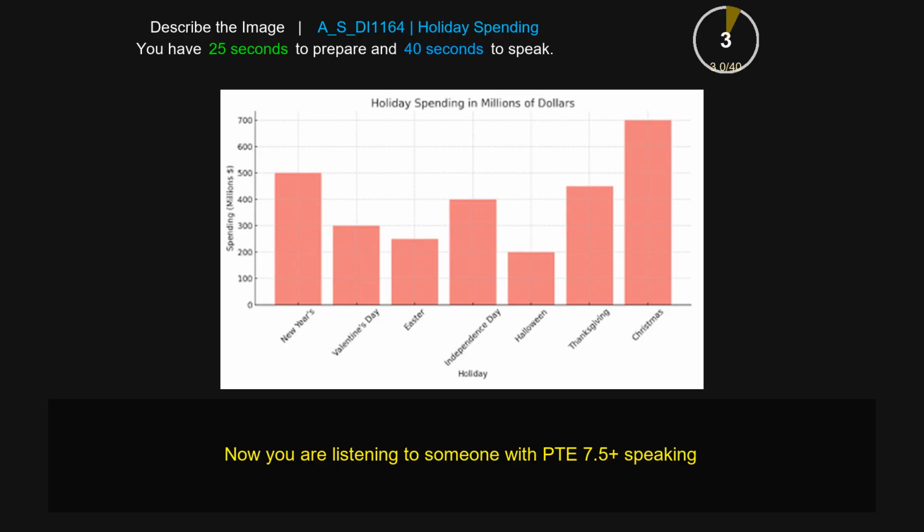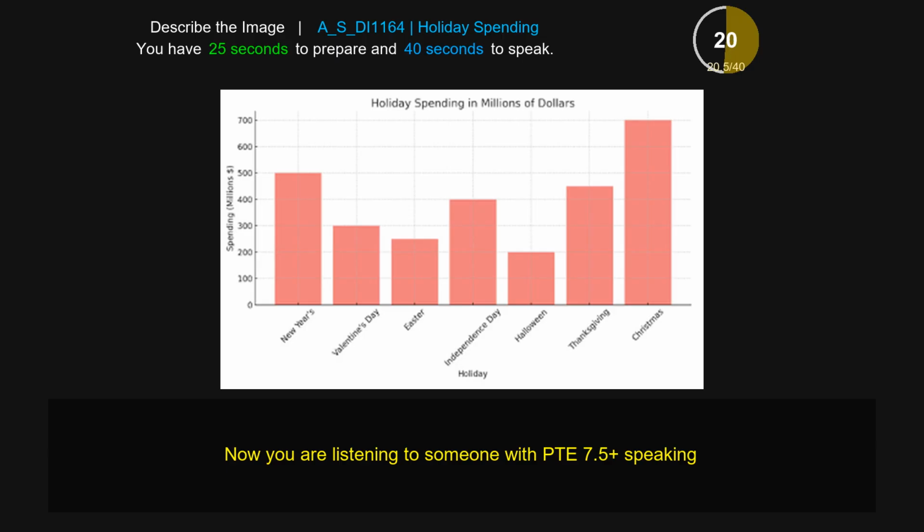This graph gives us the information for the holiday spending in millions of dollars. The x-axis represents different types of events such as New Year's, Valentine's Day, Easter, and Christmas, whereas the y-axis represents the data in million dollars from 100 million to 700 million dollars.